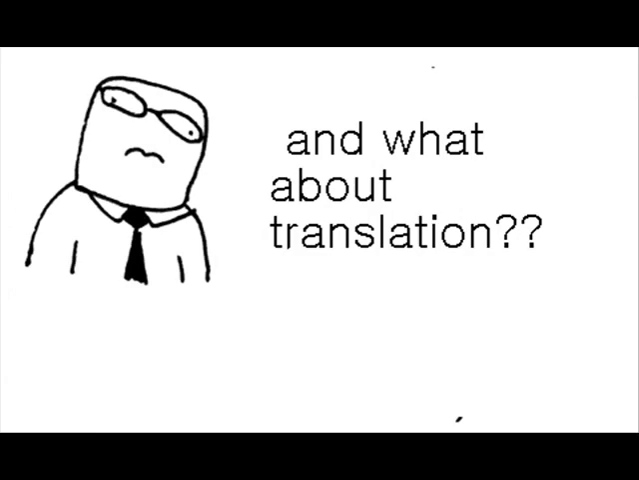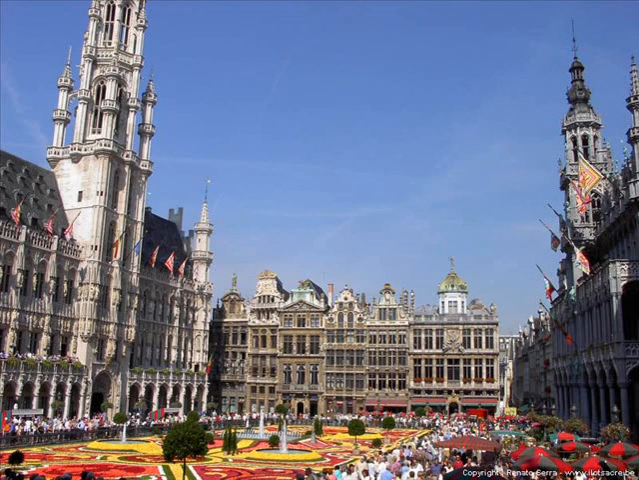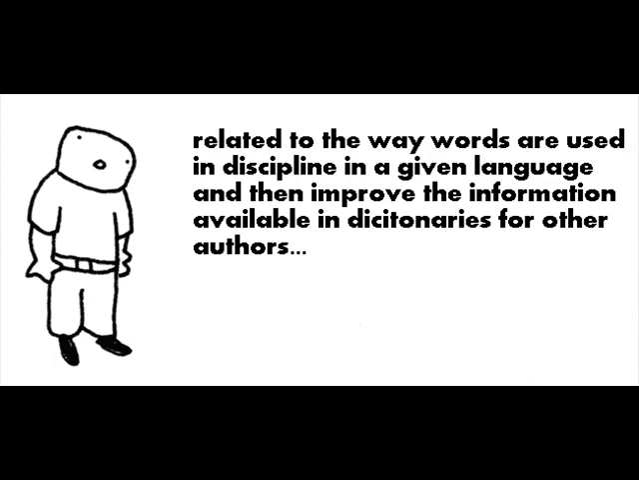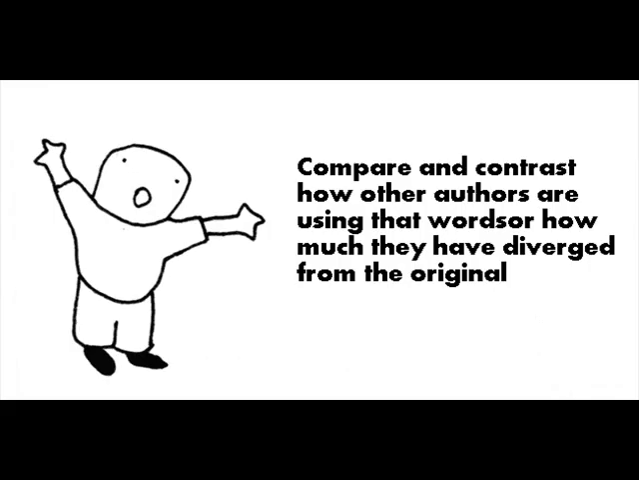And what about translation? Is it like from one place to another? Well, you've got the idea, but it's not like that. Let me explain. The use of corpora in translation is related to the way words are used in a discipline in a given language, and then improve the information available in dictionaries for other authors. Parallel corpora are also a great aid to compare how a text has been translated into different languages, and compare and contrast how other authors are using those words or how much they have diverged from the original.